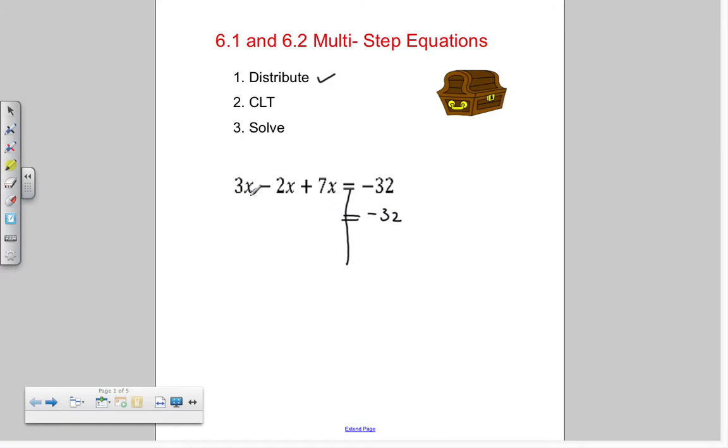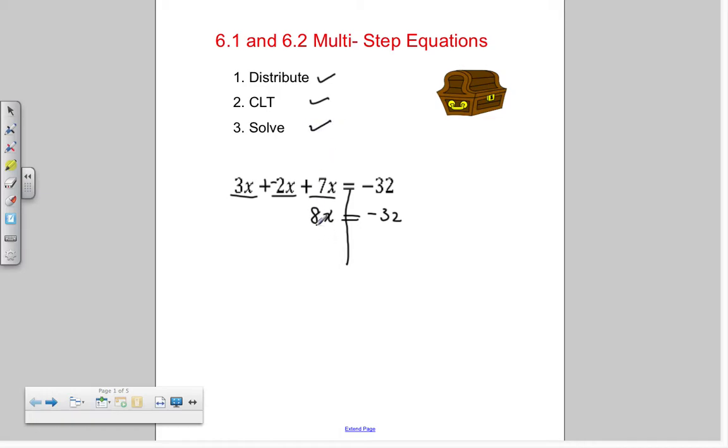And in the left member, I have three terms that are like. But it's important to look at the signs there. This is positive 3x, this is actually negative 2x, and this is positive 7x. So you could change this to plus negative 2x. That would be just fine to do that. But when you collect them together, you basically get 8x. So 8x equals negative 32. I've combined my like terms, and now all I have left to do is solve.